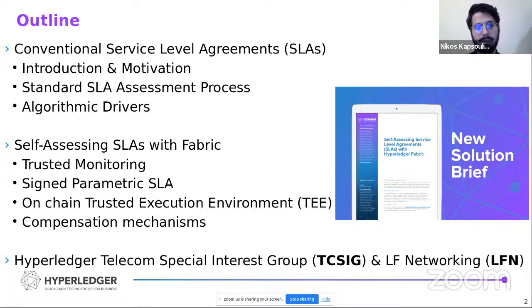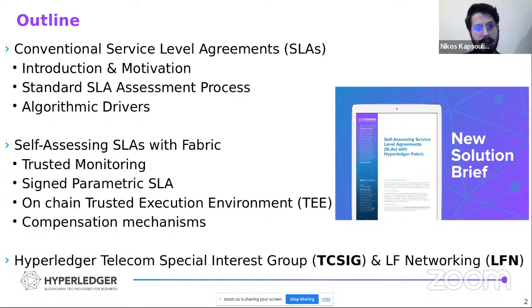Briefly, how we're going to present the white paper. We're going to start with the standard SLA assessment process and some details about it, for general knowledge and more specific, deeper knowledge about it. And then we're going to jump to the solution and how it is implemented inside Hyperledger Fabric and the on-chain trusted execution environments. To note, we have a collaboration with the LF Networking on this white paper, as we will close here.